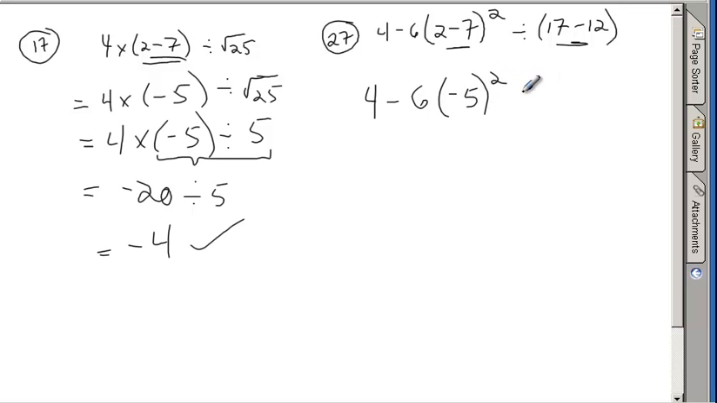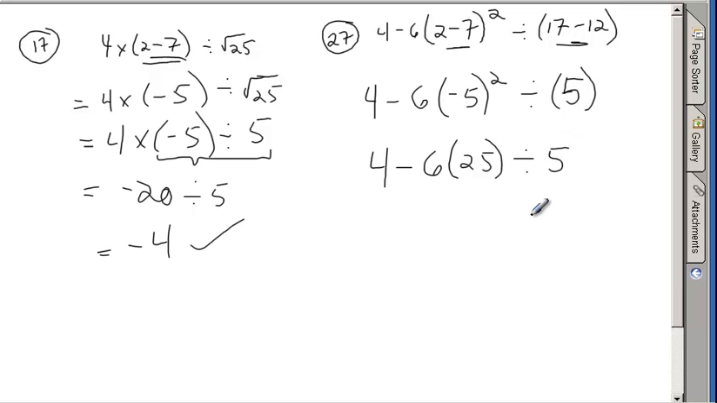And I'll just rewrite that. And in the parentheses here, 17 minus 12 is 5. Okay, so there's my first step. I just did what's in those parentheses. Now I got to do my exponents before I do anything else. Okay, so 4, just rewrite the 4. Still got the 6 there. Negative 5 squared is 25. And I'll rewrite that, divided by 5. Don't really need those parentheses.